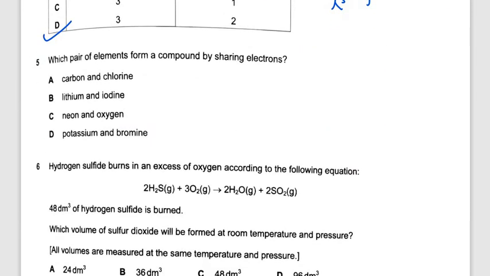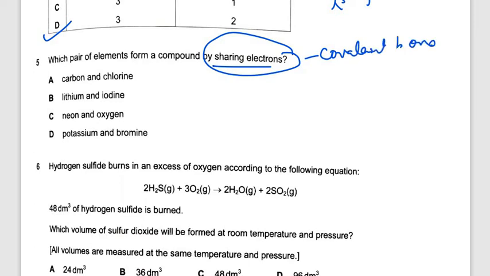Now question number 5: which pair of elements forms a compound by sharing of electrons? Sharing of electrons means what bonding? Covalent bonding. What is a covalent bond? A covalent bond is a bond formed between non-metals via the sharing of electrons.